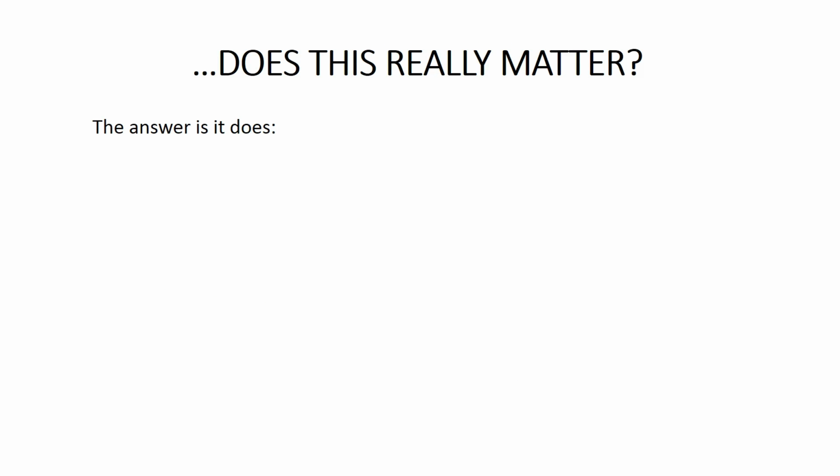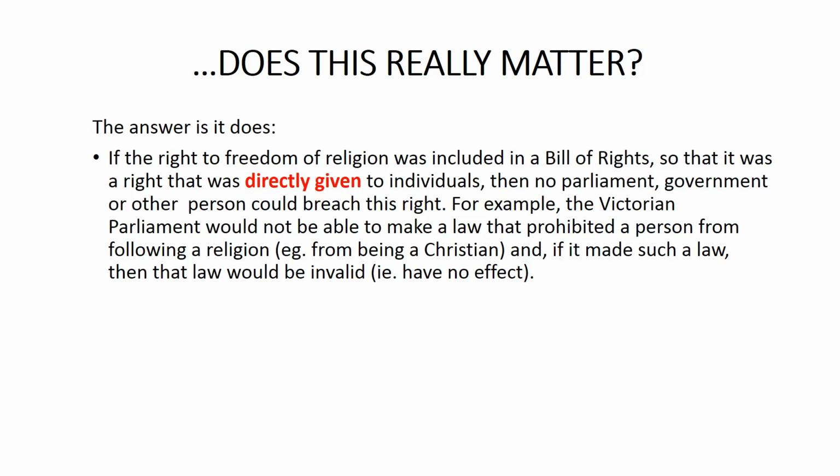Now, you might ask, well, does this really matter? Under both a Bill of Rights and under the Australian Constitution, the right to freedom of religion is protected. Well, the answer is it does really matter. If we take the position of a Bill of Rights, then a Bill of Rights gives that right to freedom of religion directly to individuals, and this means that no Parliament, no government, no other person can breach this right.